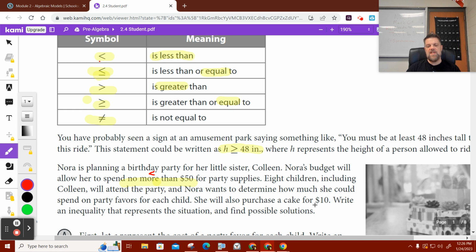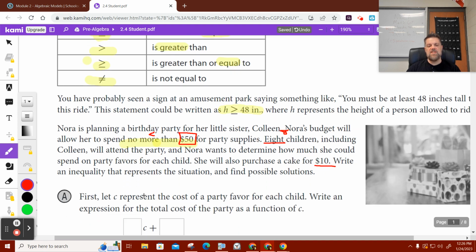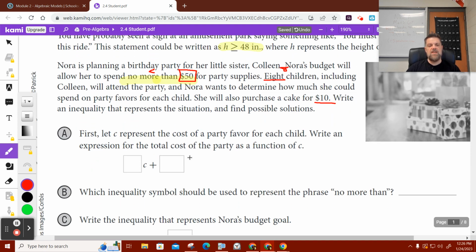She also has to purchase a cake for $10. So there are some numbers here that are important. She can't go over 50. There are going to be 8 kids, right? And it says, write an inequality that represents this situation. So we're going to let C represent the cost of the party. Write an expression for the total cost of the party.